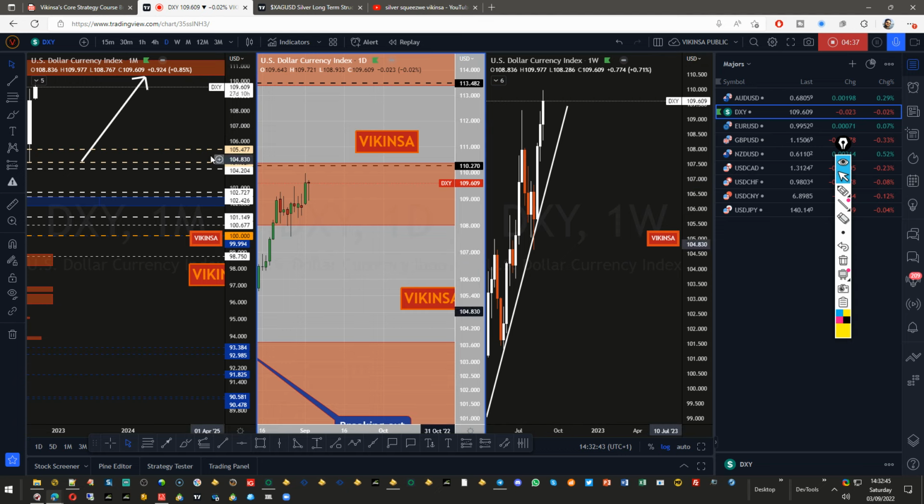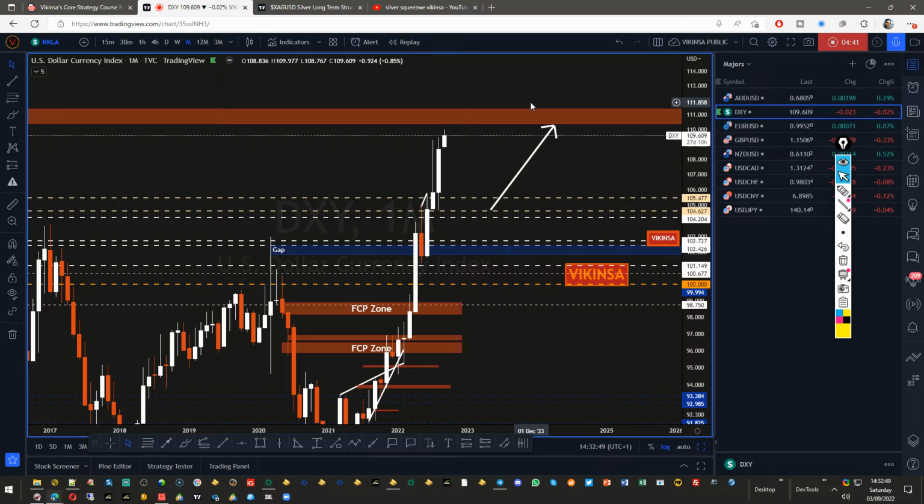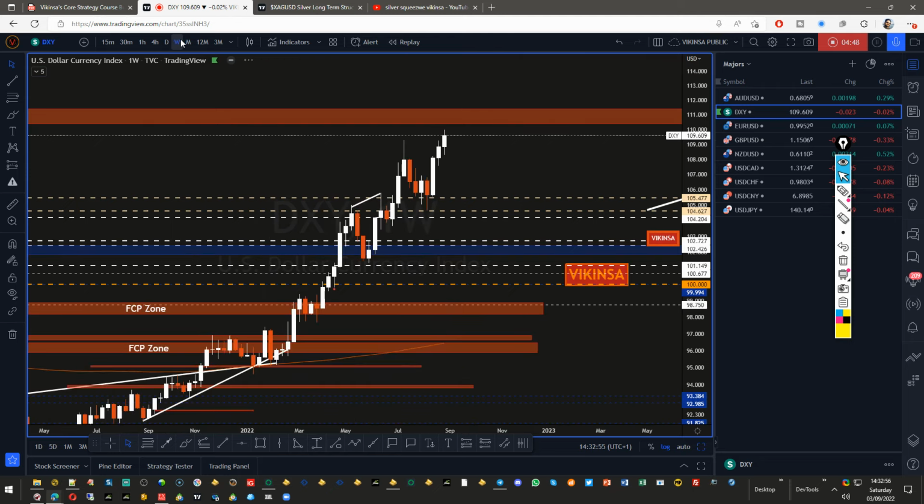Because we are in the FCP zone. But right now, this is what it is doing. It is simply moving towards this FCP zone, which is 110, 111, near about that. And after that, we might be able to see some sort of correction.